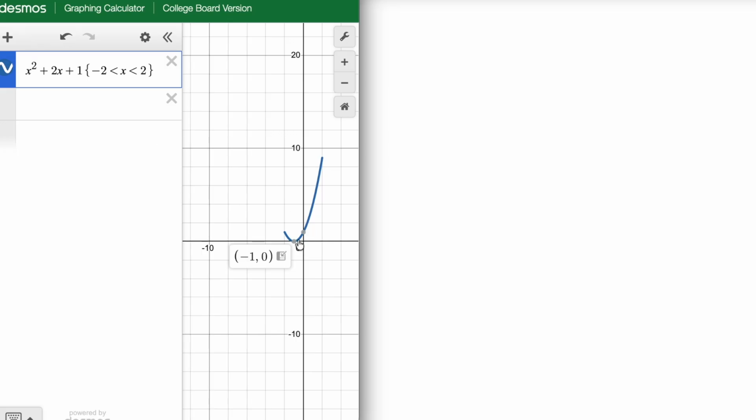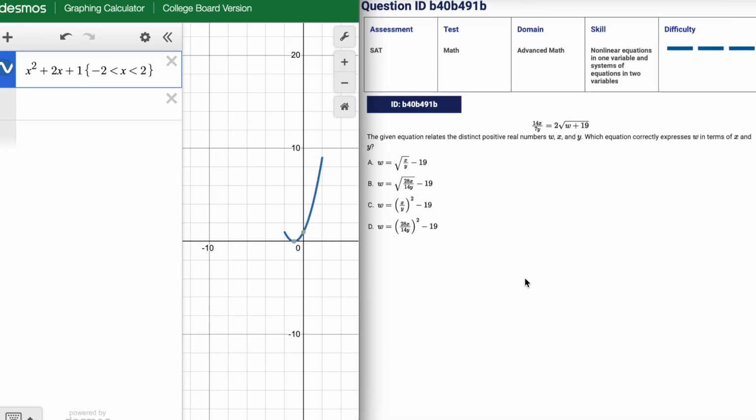That is the minimum and maximum, and all you do in Desmos is plug in the equation, and then you can just look at the minimum or maximum. It's pretty simple. So now let's go look at another example problem.